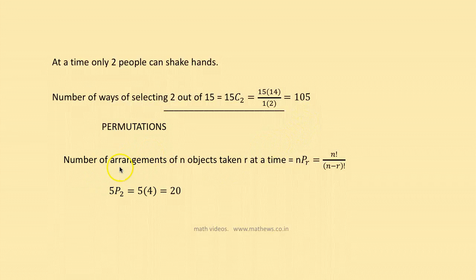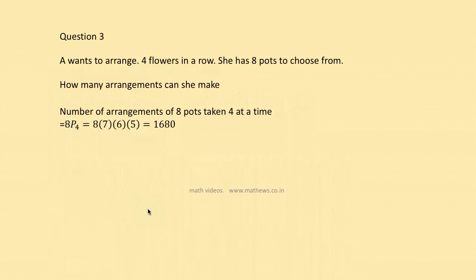Now by permutation we mean the number of arrangements of n objects taken R at a time. Permutations is arrangements and combinations are selections. NPR is given by the formula n factorial by n minus R factorial. So 5P2 will be just 5 into 4, that is 20. We go back 2 times.